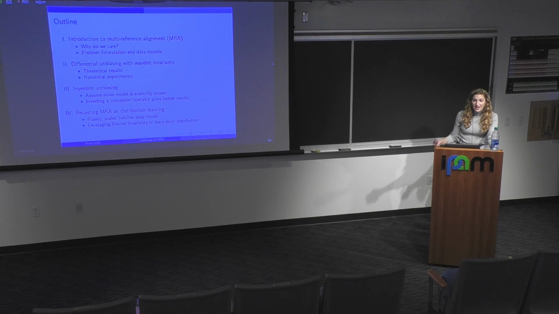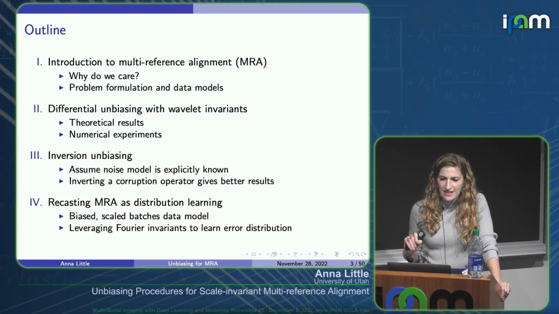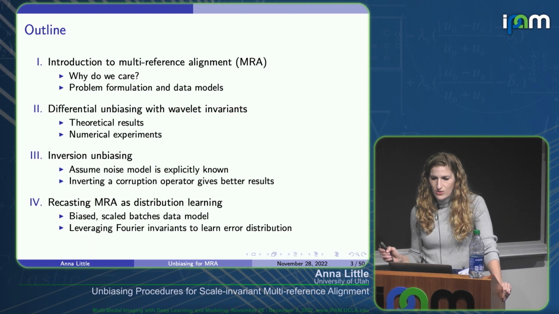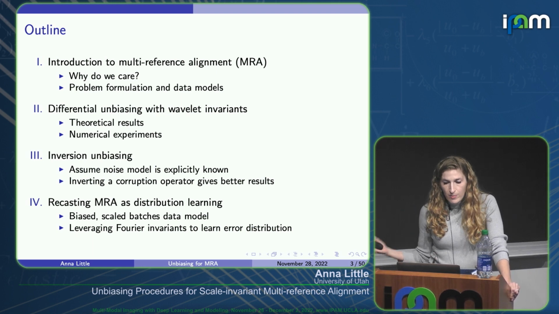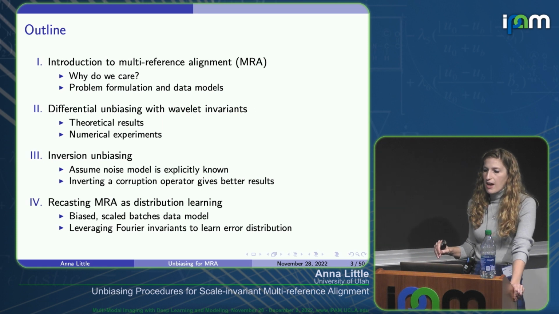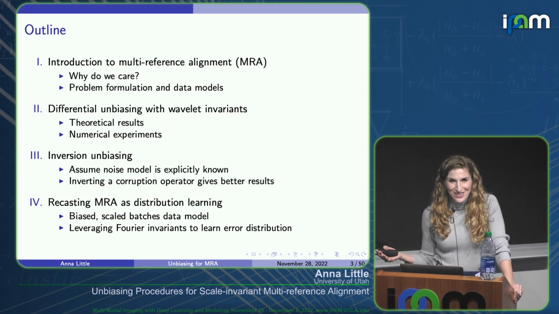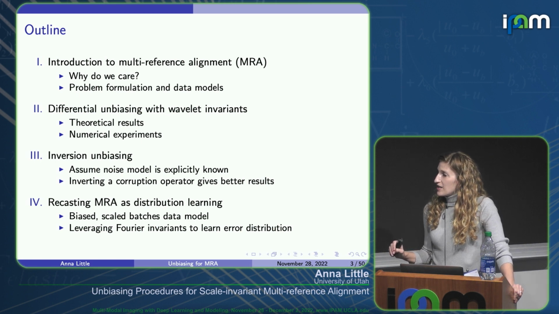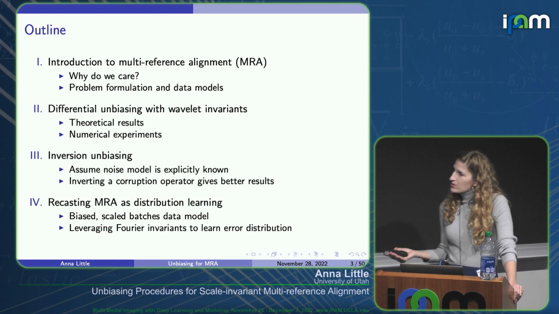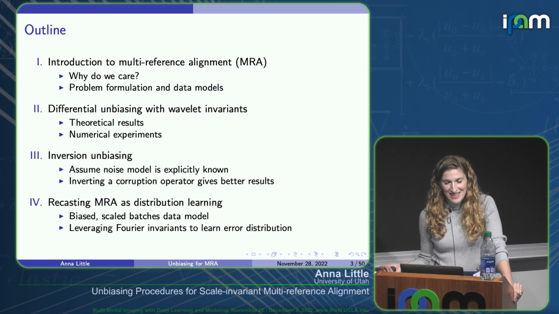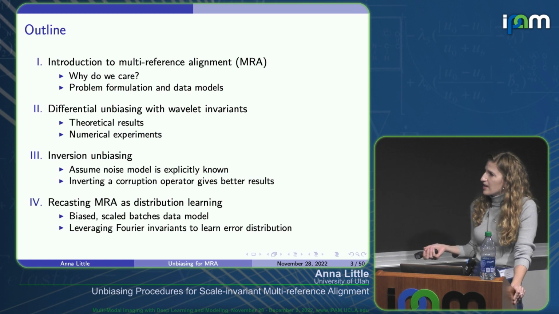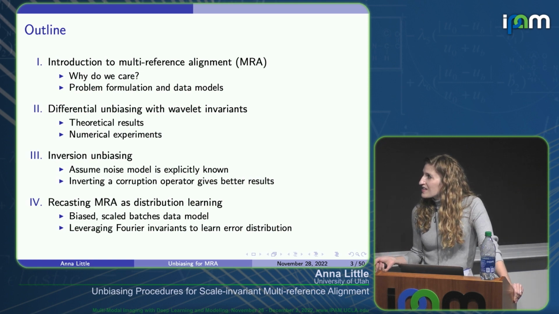Okay, so today, just to give you a little outline, I'll start off with a little introduction to multi-reference alignment, or MRA for short. Why do we care about these problems? How do we formulate relevant data models in this area? And then the second part of the talk, I'll explore a wavelet-based representation for dealing with these kinds of problems, and an unbiasing procedure for removing some of the effects of the noise corruption. So here we'll look at some theoretical results, some numerical experiments.